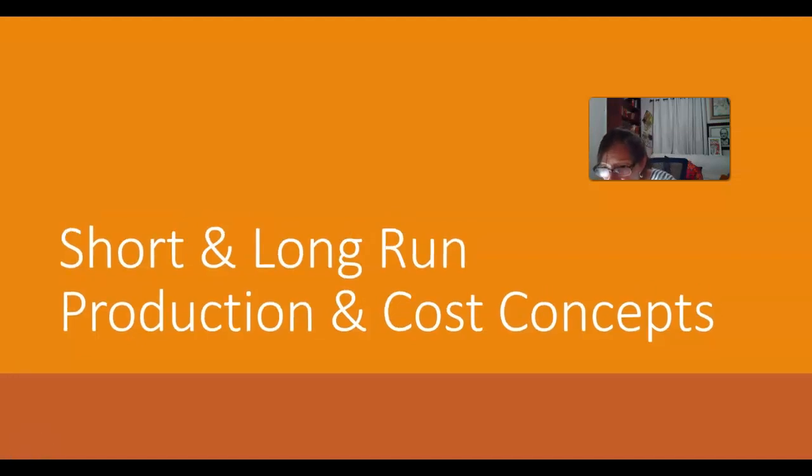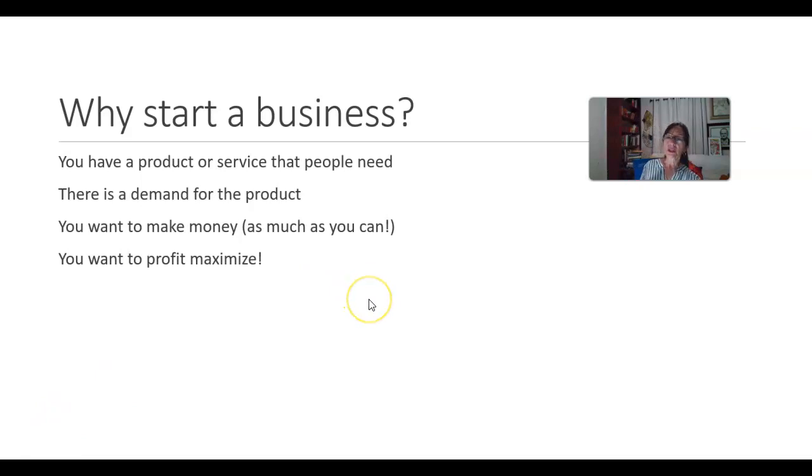Okay, so when we start on this, let me just move this over a little bit so I can get to the little icons here. I'm going to start it in this fashion. Why start a business? Well, in our previous chapters, we've been talking about demand for a product and what drives demand. Well, if there's a demand for a product, that means that a business opportunity is possible. And so normally people start a business because they have a product or service that people need. They can sell it and they can make a profit off of it.